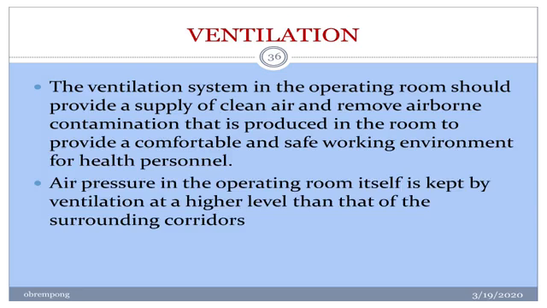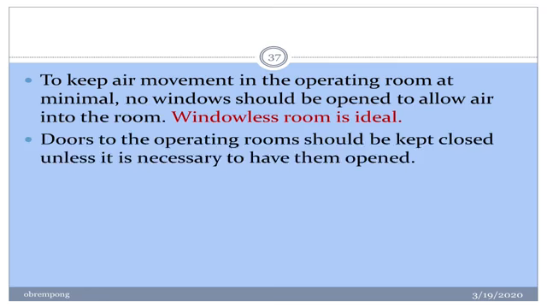So air pressure in the operating room itself is kept by ventilation at a higher level than that of the surrounding corridors. Within the corridors, you are sometimes going to have higher temperatures. But within the OR, you are supposed to have very low temperatures just to stop the multiplication of microorganisms within the area. So to keep the air movement in the operating room at a minimum, no windows should be opened to allow air into the room.